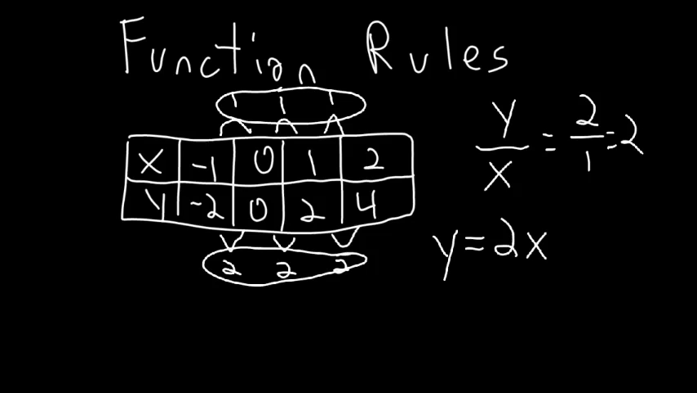Now you're going to look at your 0 value if you have it. And if I put 0 in for x, 2 times 0 is 0, which is what my y is, so I'm finished with that function rule. That function is just y equals 2x.